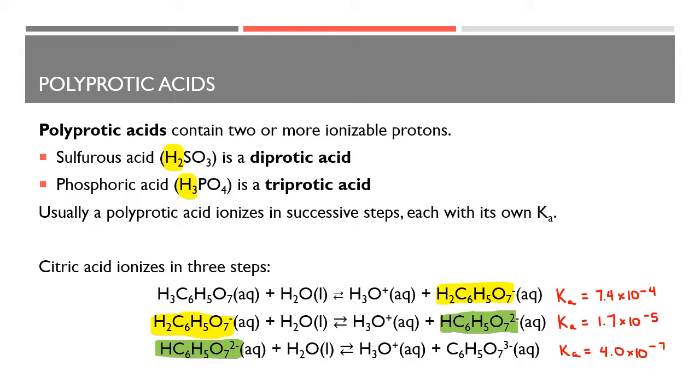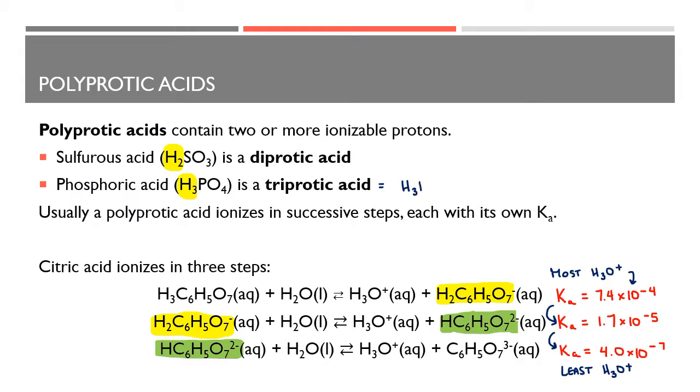Ka value. One thing you're going to notice about these Ka values is that they decrease as we move down in the steps. So that means that the first dissociation is going to produce the most hydronium, and the last step is going to produce the least amount of hydronium because the last hydrogen is going to be very difficult to remove. It's not going to be removed as much because the Ka value, that constant, is so low.